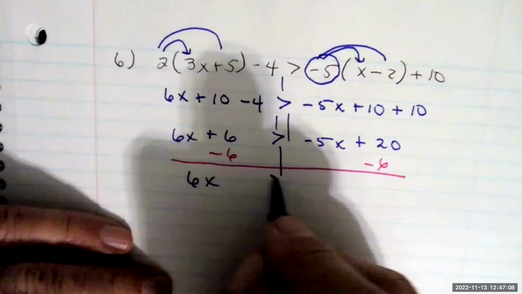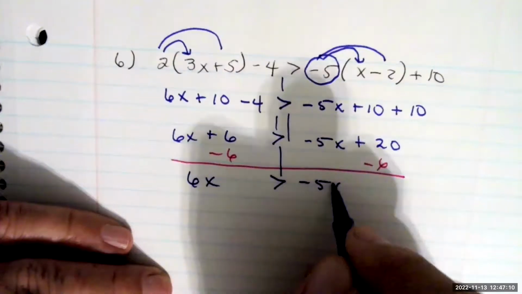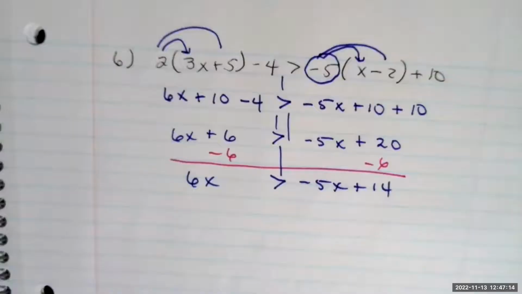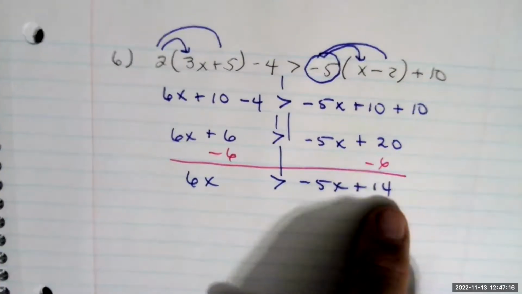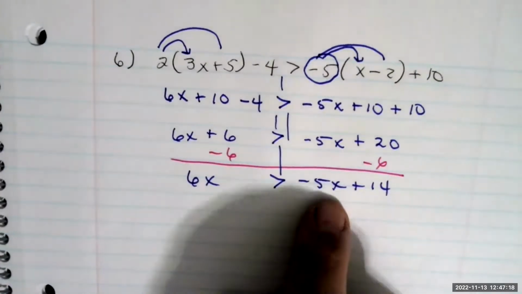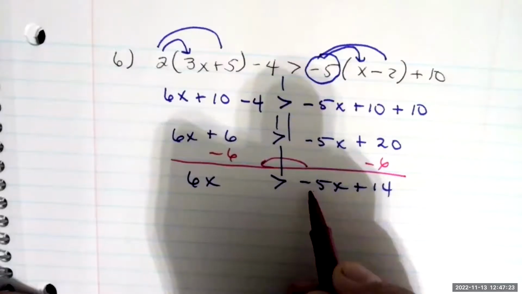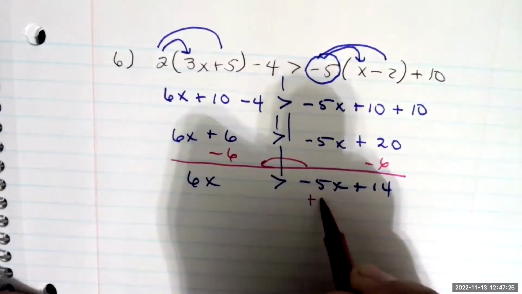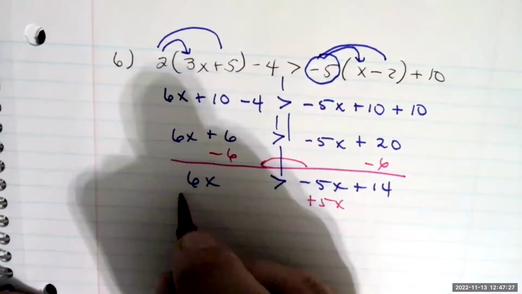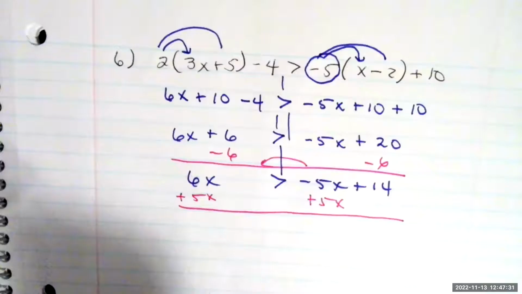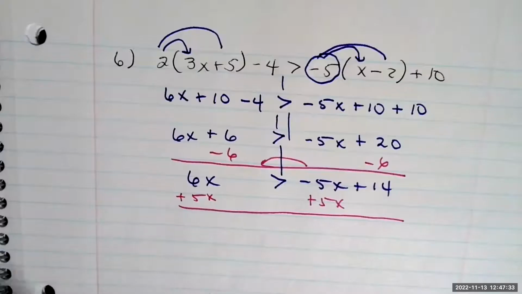6x is greater than negative 5x plus 14. All right, now I moved that. That's all of the boys right there. So I got boys and girls here. So I'm going to move this group of girls over to this side. And so I got to do the opposite. So the opposite of minus 5x is plus 5x. 6x plus 5x is 11x.